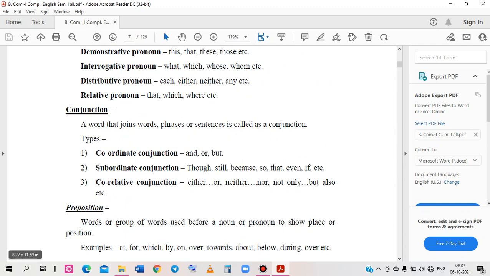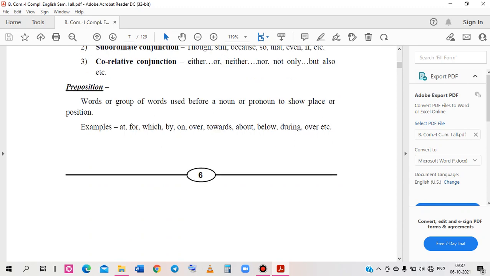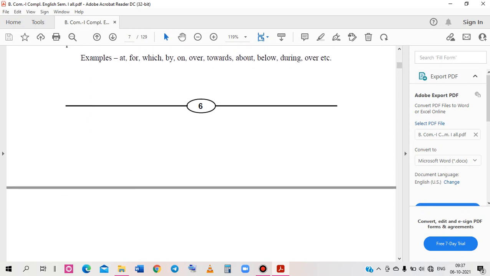Now let's move towards prepositions. Words or groups of words used before a noun or pronoun to show place or position. For example, at, for, by, on, over, towards, about, below, during, etc. There are also types of prepositions: prepositions of time, prepositions of place. There are many, but we will not discuss them here.